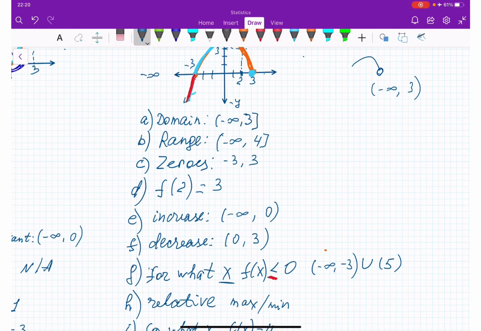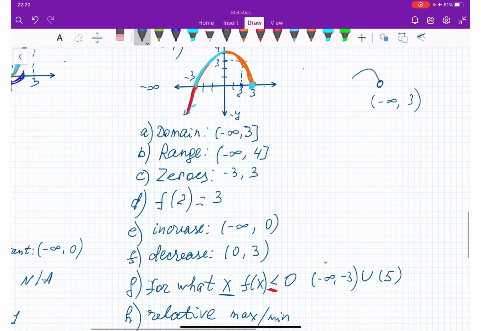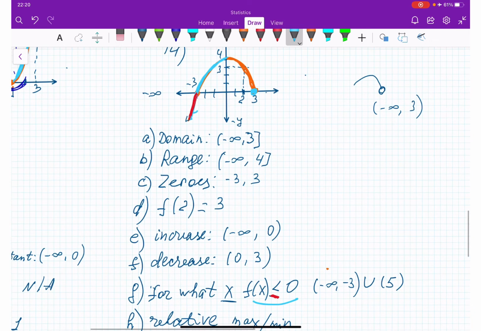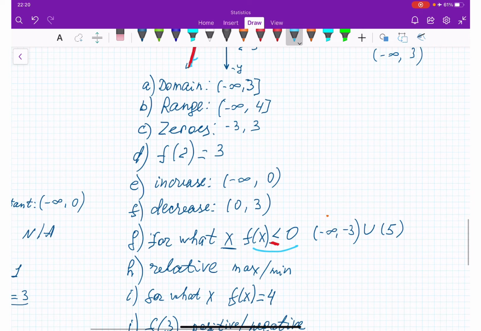Negative infinity to negative 3, which is this one. My y is negative, right? So we took this piece. And because we have to watch for y equal to 0 also, at the point of x equal 5, my y is 0. That's why I marked down 5 also.